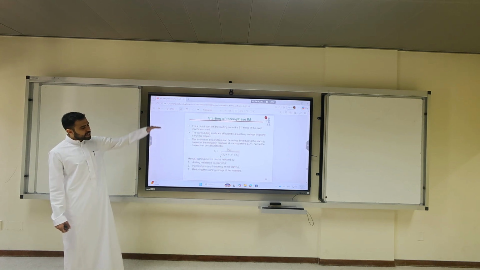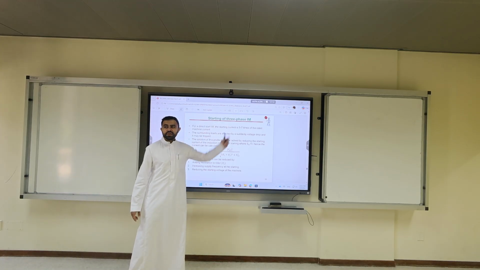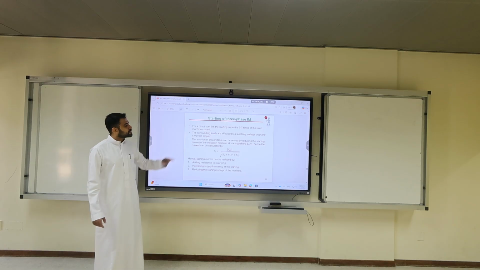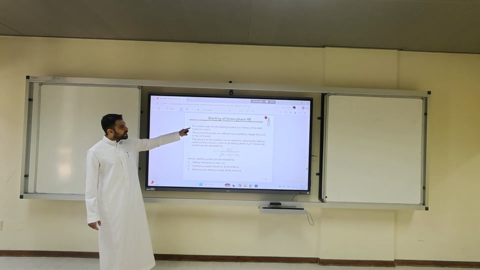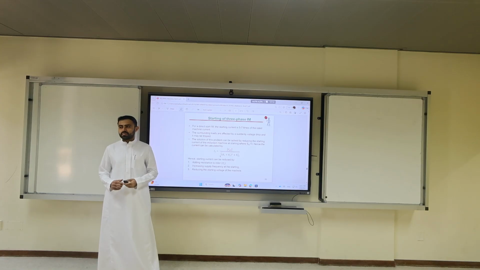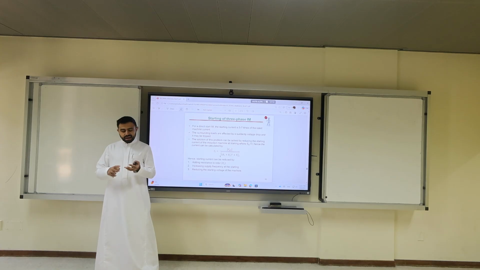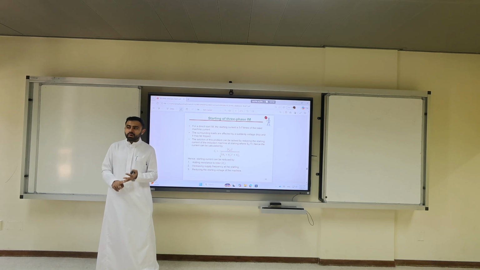Now, let's tackle some problems. The first problem is starting of 3-phase induction machines. For direct start, what does direct start mean? There is no variable speed drive. So if you connect it directly to the wall, you don't have V over F control, you cannot reduce the starting current. You can't control it.